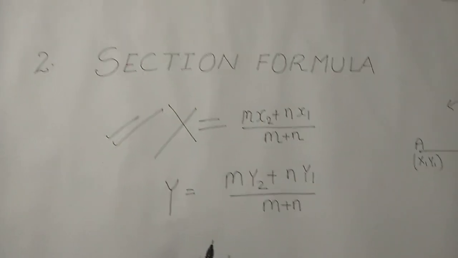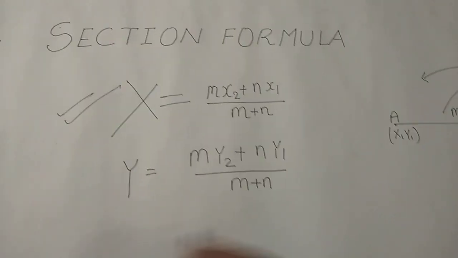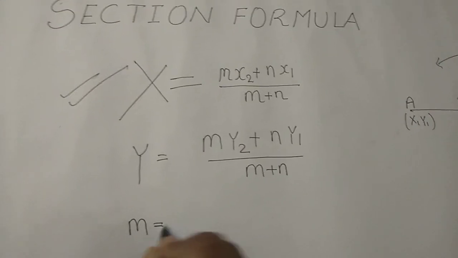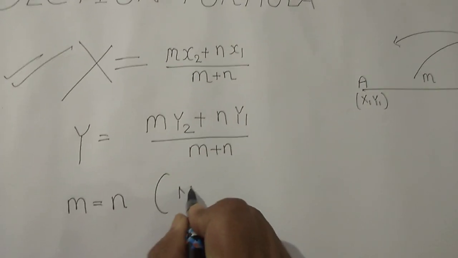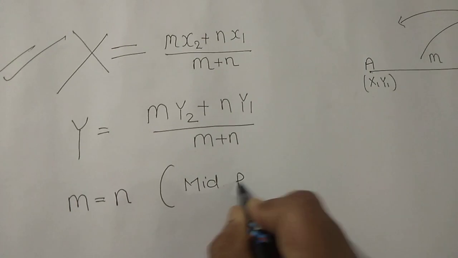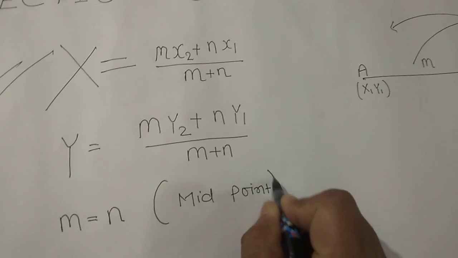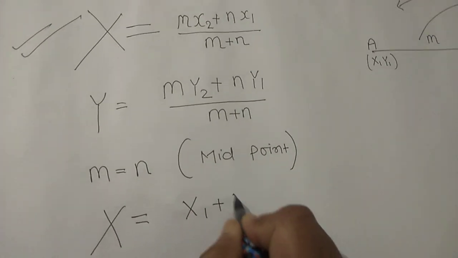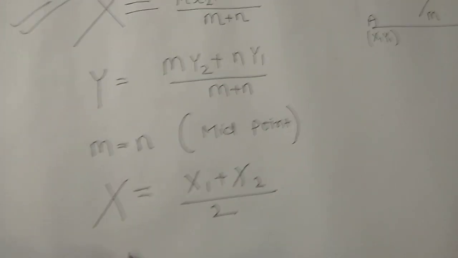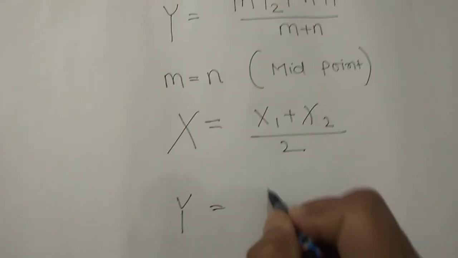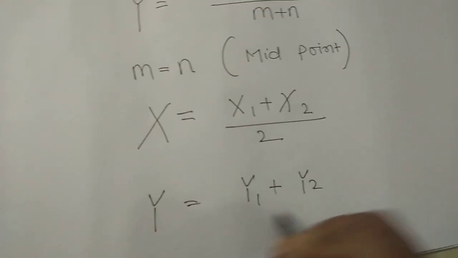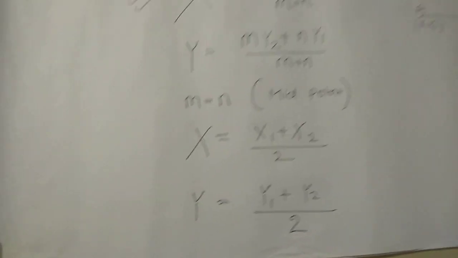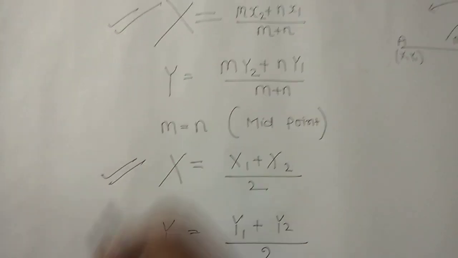The second condition: if m is equal to n, it is the midpoint, so x is equal to (x1 plus x2) by 2, y is equal to (y1 plus y2) by 2. This is your second condition in the section formula.